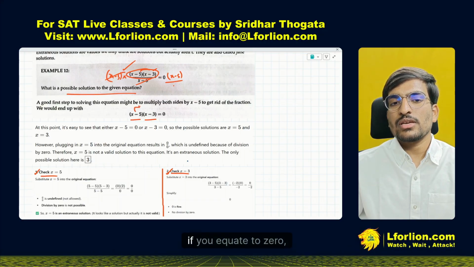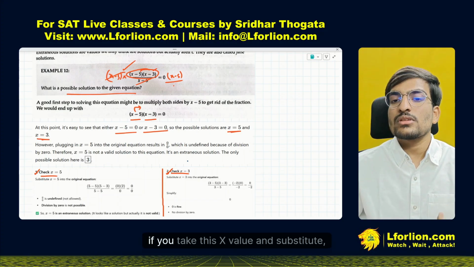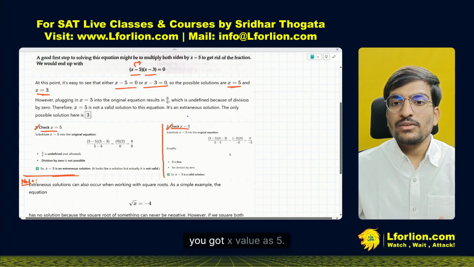Now x minus 5, if you equate to 0, you get x equals 5. If you equate this to 0, you get x equals 3. But out of this, if you take this x value and substitute, you got x value as 5.